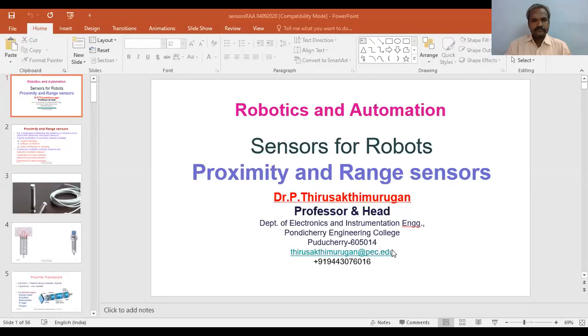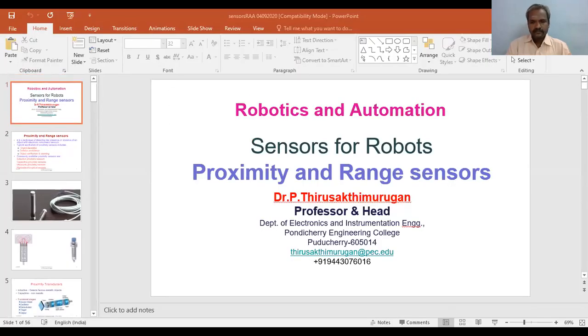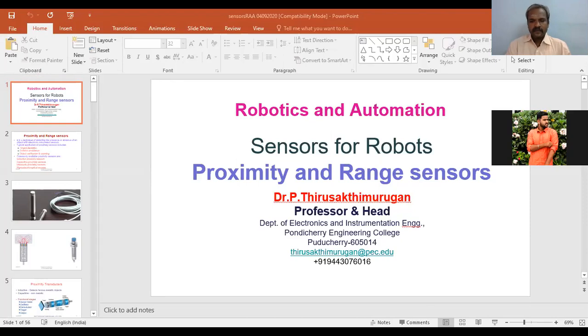Okay, so today we are going to see the topic on proximity and range sensors. Okay, let's go to the discussion. So let's see where the proximity sensors are mainly used.